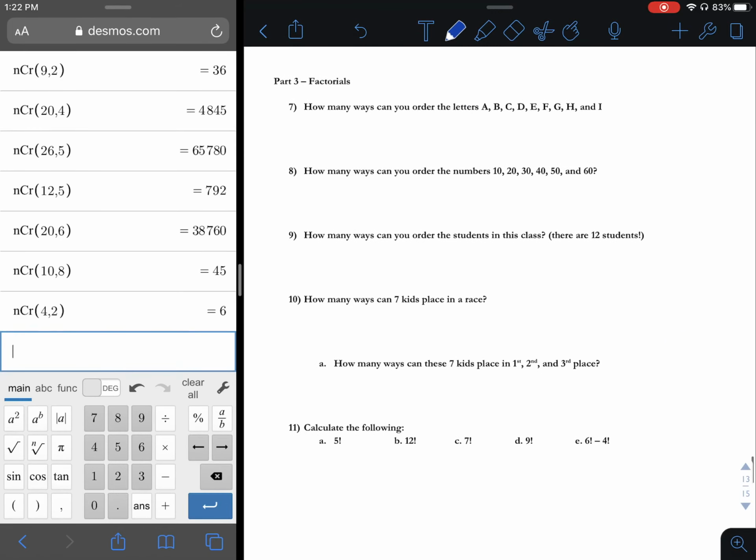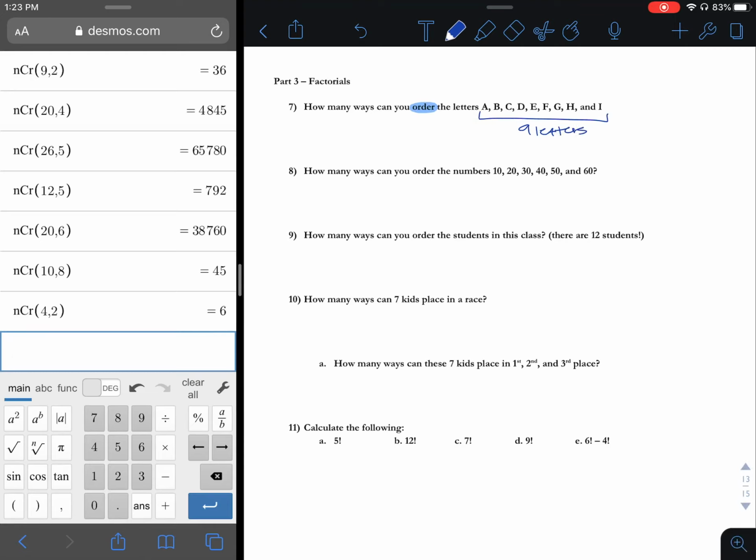We also talked about factorials. So factorials was when I have a group of objects, numbers, letters, what have you, and I want to order them in a certain way. So my keyword is order. Okay, so let's talk about the first one. How many ways can you order, there's my keyword, the letters A, B, C, D, E, F, G, H, and I? Well, how many letters do I have here? I am not picking letters. That's different. Combinations, I'm picking. Factorials, I am ordering. So in this case, I have 9 letters.